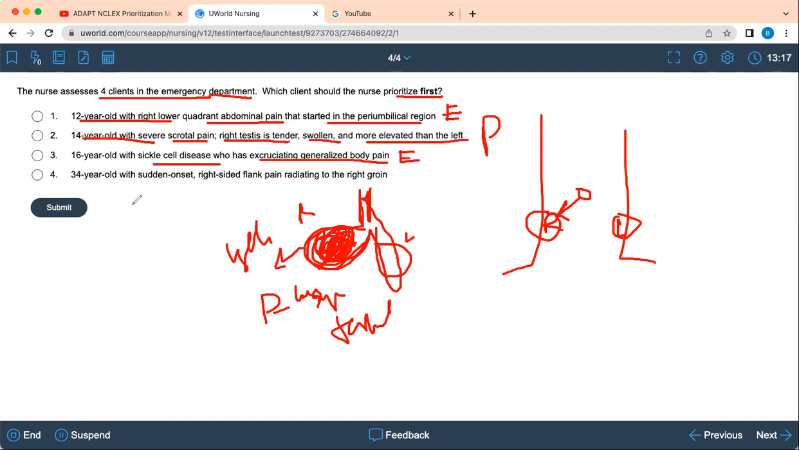A 34-year-old with a sudden right-sided flank pain radiating to the right groin. This answer choice is tricky, but they've given you all the classic signs and symptoms. This patient also has pain, but this pain is not life-threatening, they're not going to lose an organ, they're not going to lose any eyesight. This is a classic presentation of kidney stone. They have sudden onset, right-sided, and radiating to the groin.